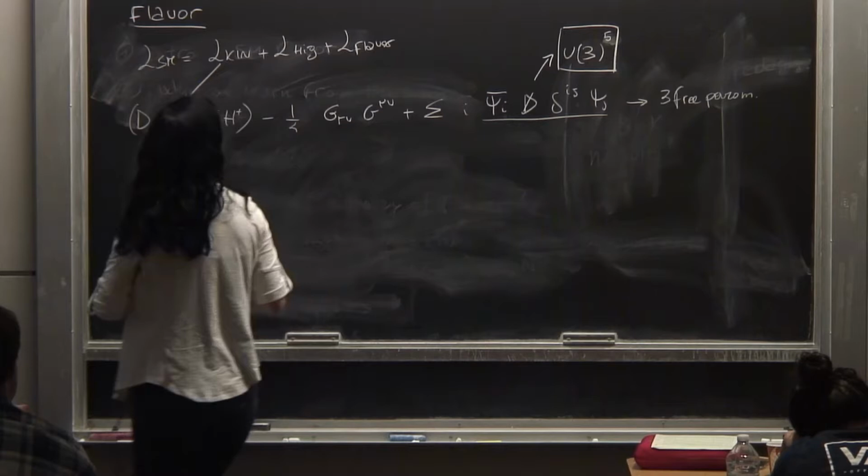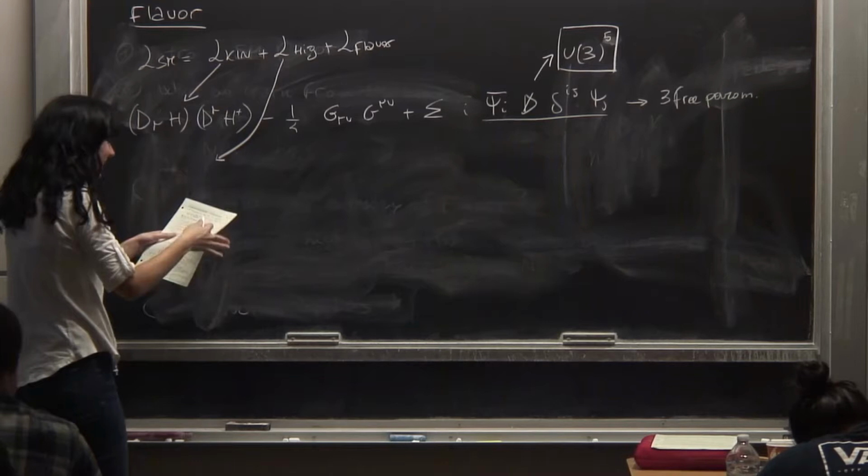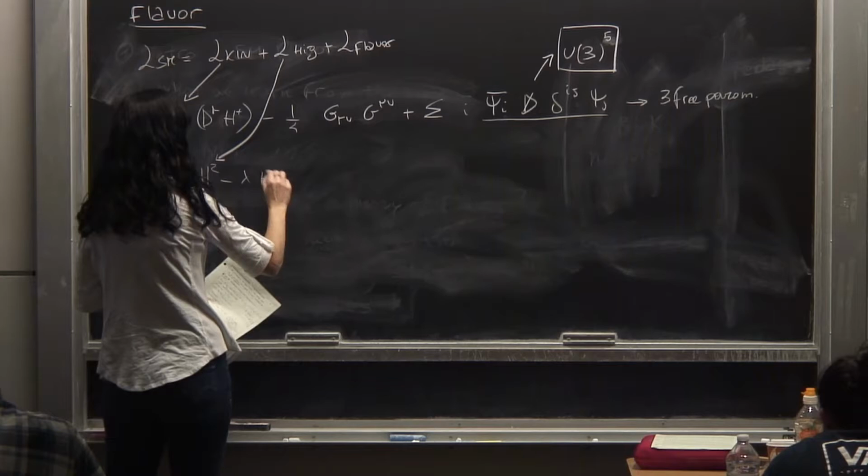What else? This Higgs part you guys have already discussed during this TASI summer school. This is even simpler, well, sort of, but you can write it simply as mu squared minus lambda Higgs to the fourth. Again, you have two free parameters.